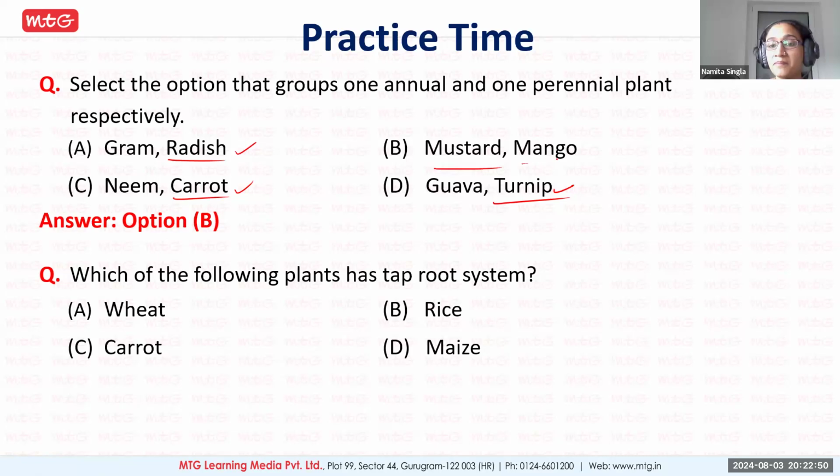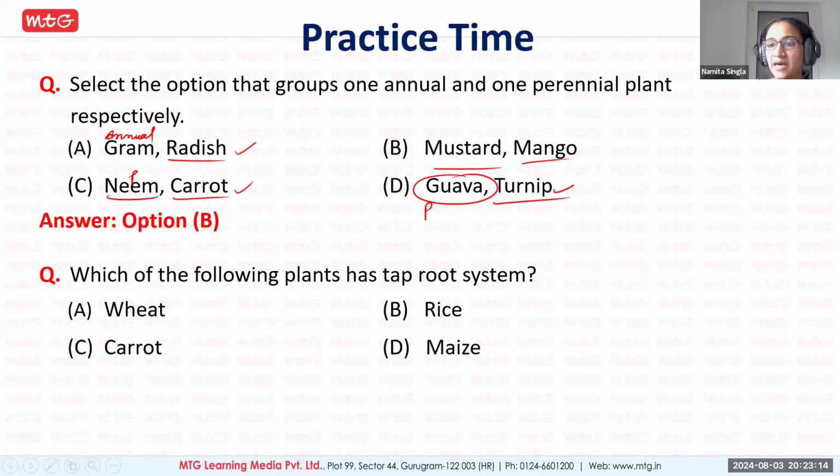Mustard is annual, mango is perennial, guava is also a perennial plant. And this gram is an annual plant. Gram is annual and the neem is perennial. See, most of the trees are perennial because they grow vegetatively for many years and after that they start flowering and fruiting. Which of the plants has tap root system?